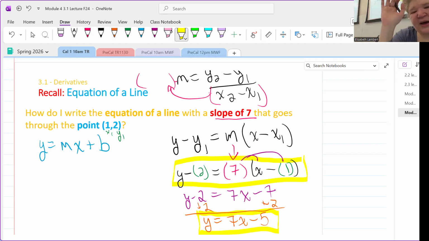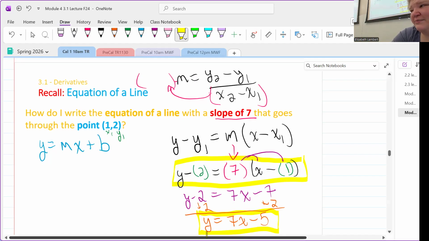So on the exam, I am perfectly capable of following your work. If you give me the point slope form and then start doing your algebra and maybe make a mistake in your algebra, if you wrote the point slope form right, I'll box it and be like, yes, you did the thing.